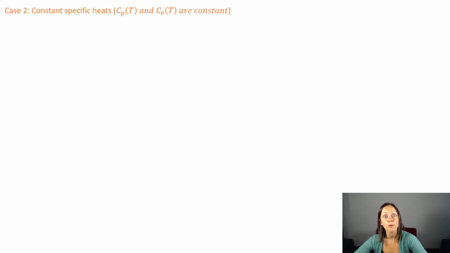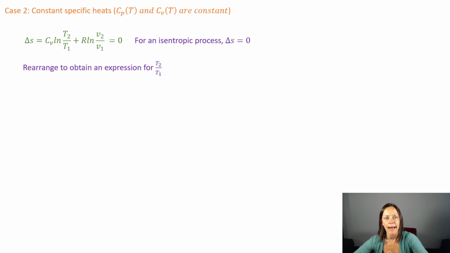Now let's consider the case where we do have constant specific heats. I've got two equations that I can use to calculate changes in entropy. I'm just going to pick the one with Cv. It honestly doesn't matter. I could have picked the one with Cp, but I just had to pick one, so I'm picking this one. For an isentropic process, this is equal to 0, so I just manipulate it. I'm going to bring one of these terms to one side because I want to get an equation for T2 over T1. What I need to do is get the natural logs with nothing in front of them so that I can raise everything to the e and get rid of those natural logs.